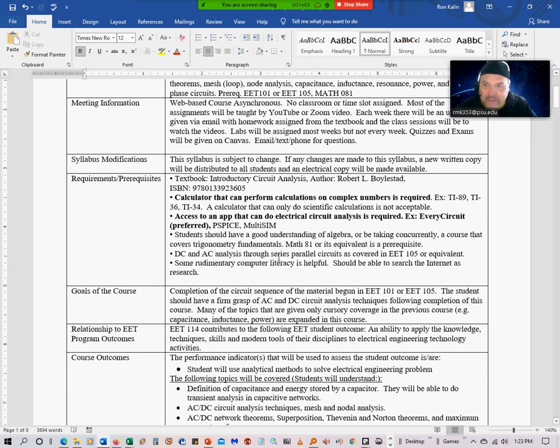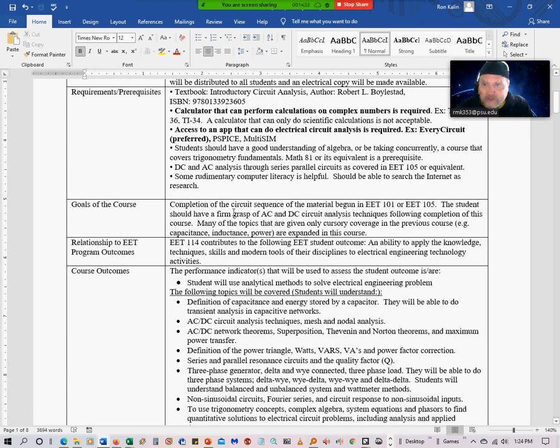DC or AC analysis through series and parallel circuits is covered in EET 105. This class builds on EET 105. So you can't just take 105 and forget what you learned. We're going to be building on what we learned in 105. Some rudimentary computer literacy is helpful. You need the internet for research.